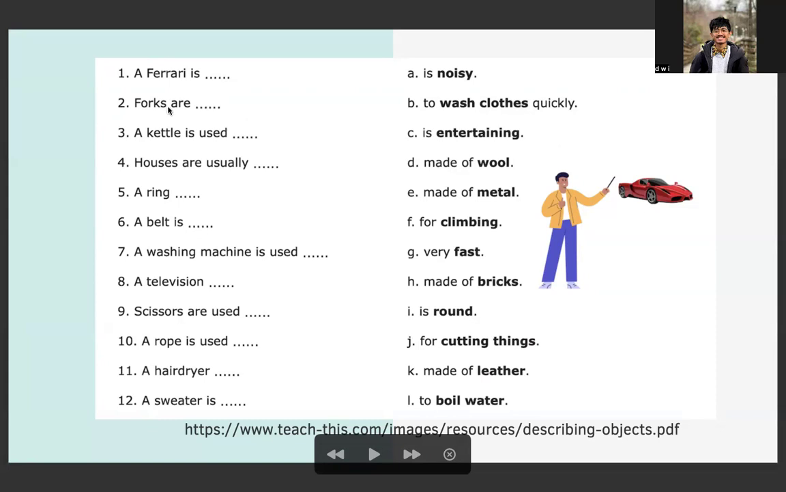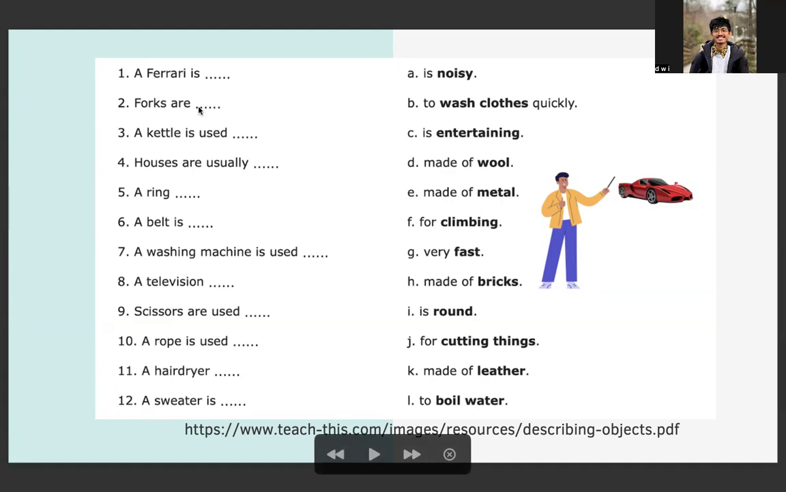Next, we have forks here. Whenever we eat something, we need a spoon and a fork, right? So the object of forks is related to the description of what here? Is it used for cutting things? Of course not, because we cut things with knives, not forks. So what description is related to forks? Yes, we can connect forks with something made of metal.